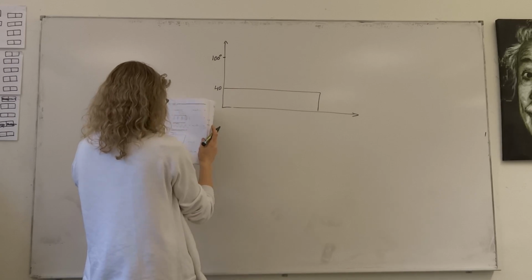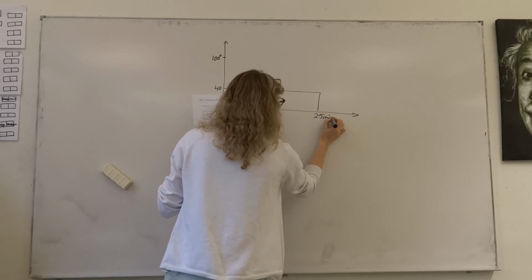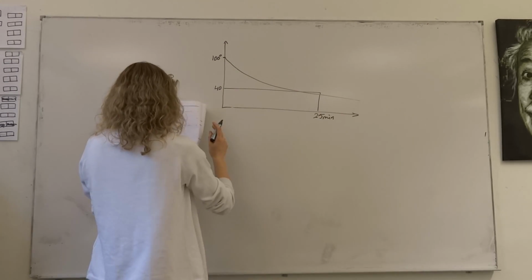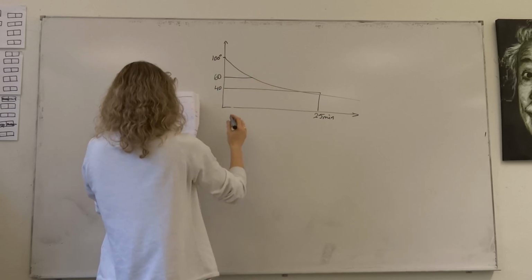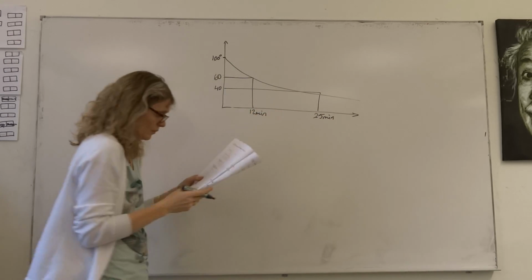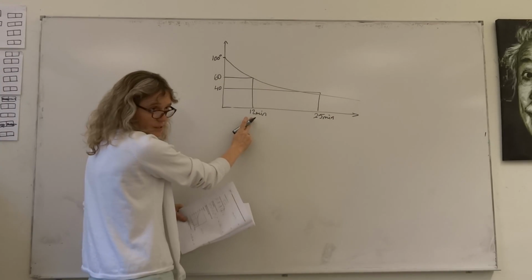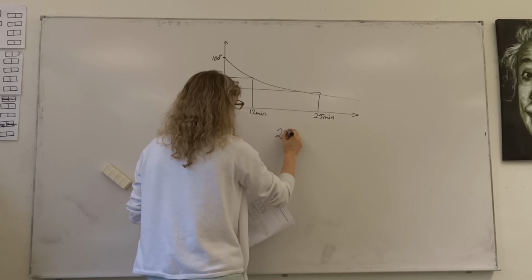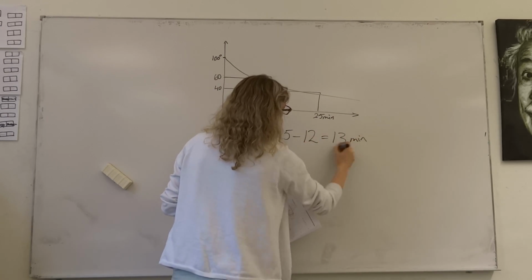And then it says, so at 40 degrees is exactly 25 minutes on the curve. And then if we look at the 60 degree point, we can see that it's around 12 minutes. So how many minutes does it take for the temperature to go from 60? It arrives at 60 at 12 minutes, and it ends up at 40 at about 25. So the time it takes, 25 minus 12 equals 13 minutes.